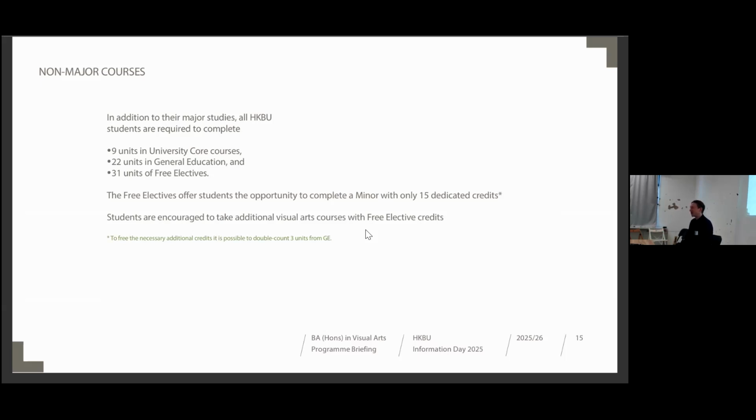And students are also encouraged to take additional visual art courses with free electives. So we have 31 units of free electives. These are units where the students may select from different programs which courses they wish to take. We highly recommend that they take additional VA courses, visual art programs, to really round out their learning.